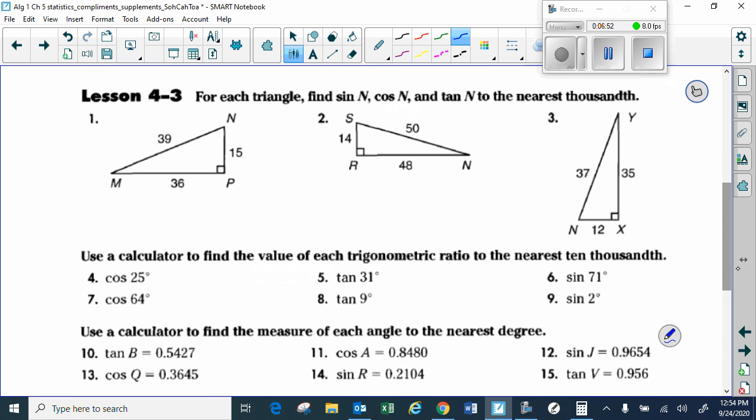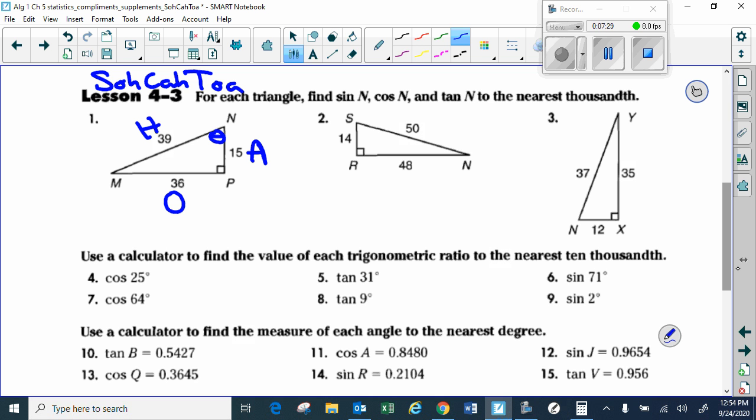Now we're at chapter 4 again. We're back to SohCahToa. Find sine, cosine, and tangent of angle N, rounded to the nearest thousandth. We're just going to do one of them. Remember SohCahToa? Sine is opposite over hypotenuse, cosine is adjacent over hypotenuse, and tangent is opposite over adjacent. First I identify my hypotenuse, opposite the right angle, then my opposite, and then my adjacent. Remember, adjacent means next to.